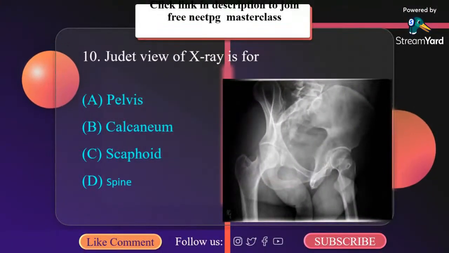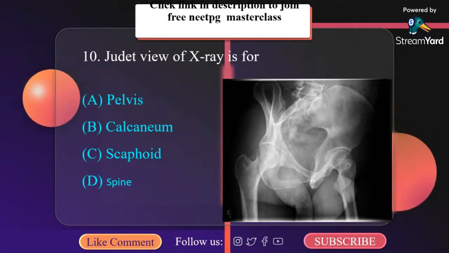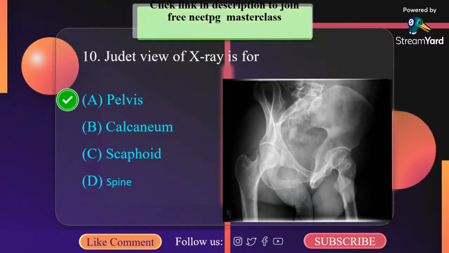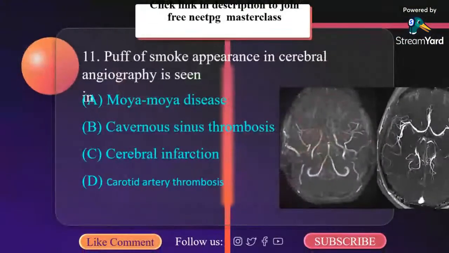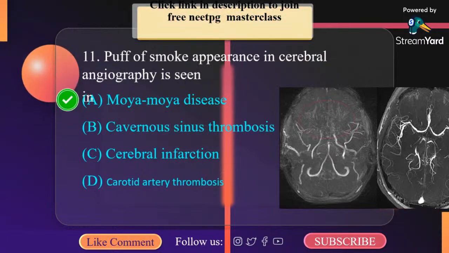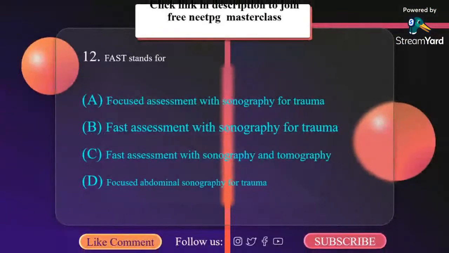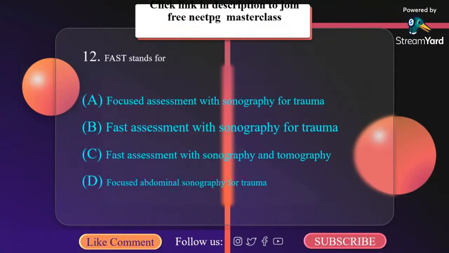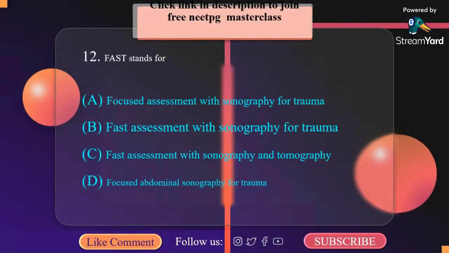Judet view of X-ray is for A. Pelvis, B. Calcaneum, C. Scaphoid, D. Spine. It is pelvis. Puff of smoke appearance: if puff of smoke appearance is in the question, directly click moyamoya disease. FAST is focused assessment with sonography for trauma.